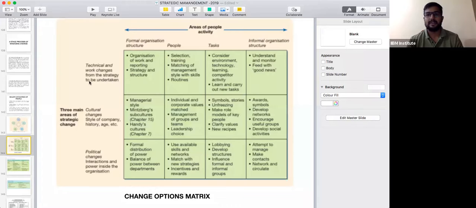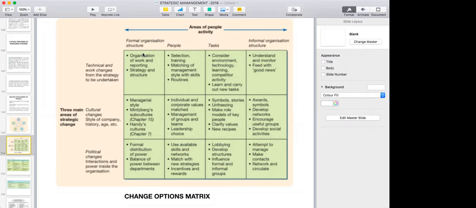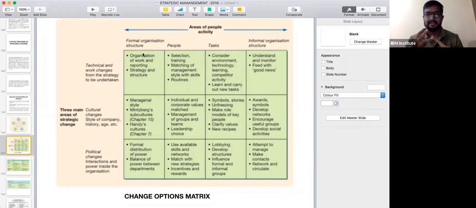Whenever we talk about the technical capability of an individual and how in the formal organization this may help the company at large. The very first point is organization of work and reporting, and strategy and structure. Whenever we discuss the formal organization structure, we are discussing the particular hierarchy of the company. In this hierarchy, the individual must have technical skills, cultural skills, and also political skills, which help the company initiate certain changes in the organization.